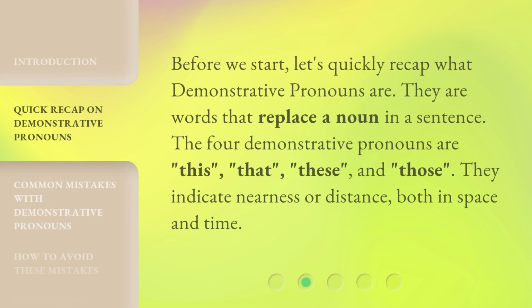Before we start, let's quickly recap what demonstrative pronouns are. They are words that replace a noun in a sentence. The four demonstrative pronouns are this, that, these, and those. They indicate nearness or distance, both in space and time.